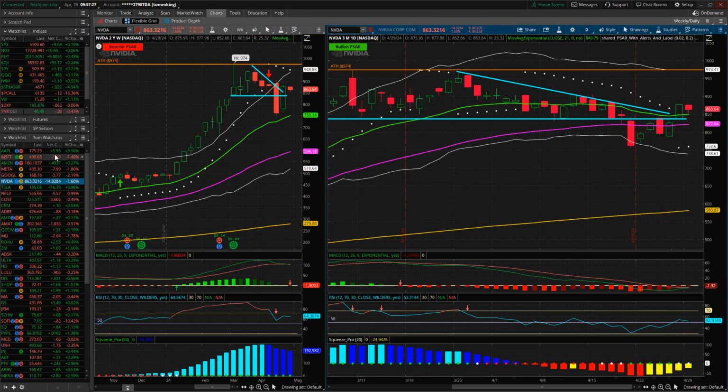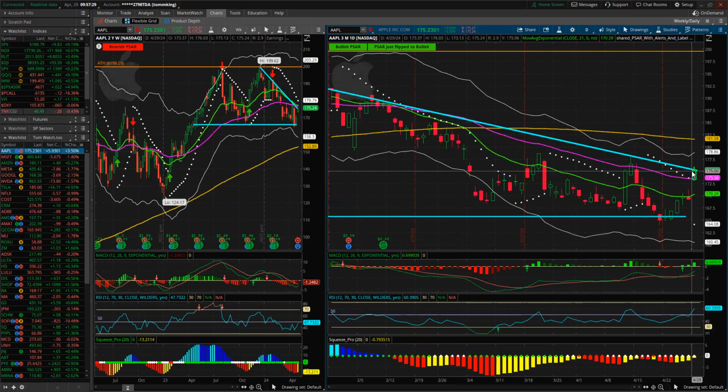Apple, like I said, it's run too hard for me a bit, and it's struggling with its downtrend, so I don't know that I want to do anything. However, if you think it's going to run a little bit more, you've got some resistance in here.